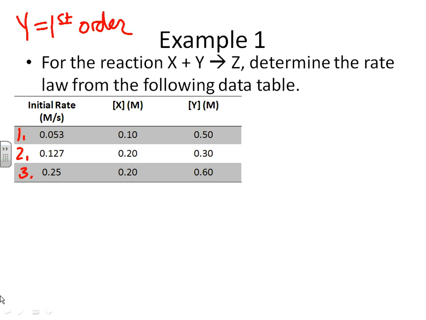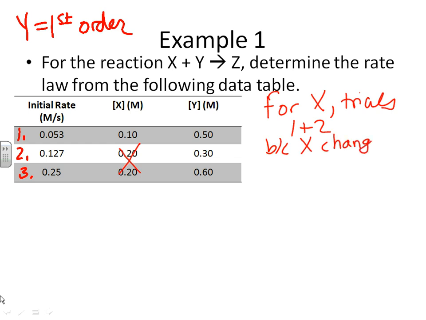So what do I mean by that? The trials that I want to look at for x, hopefully you can figure out that in order to figure out the order for x, I have to look at trials 1 and 2. Well, I don't have to do trials 1 and 2. I could do 1 and 3, but I can't do 2 and 3. I have to do either 1 and 2 or 1 and 3 because I don't want to use these 2 because the x is staying the same. I want to pick 2 trials where x is changing. You could do this with 1 and 3 as well, and you'll arrive at the same result. But I'm going to do 1 and 2.